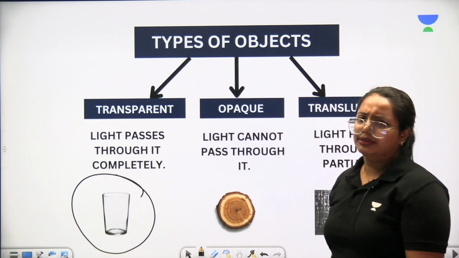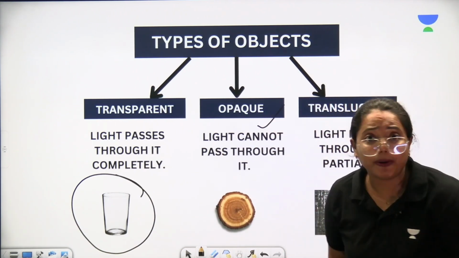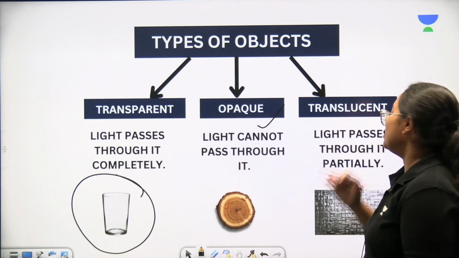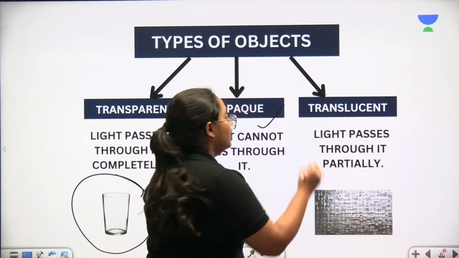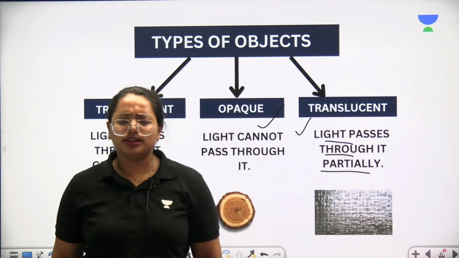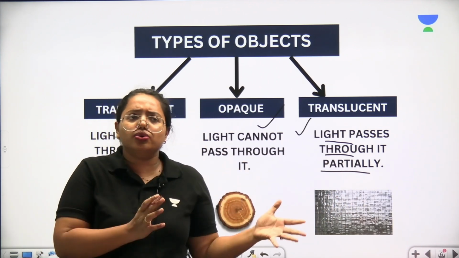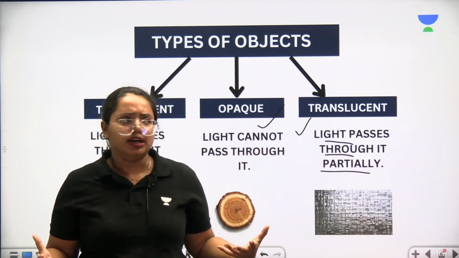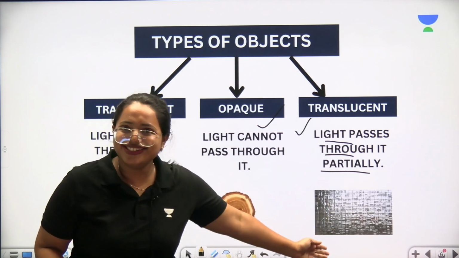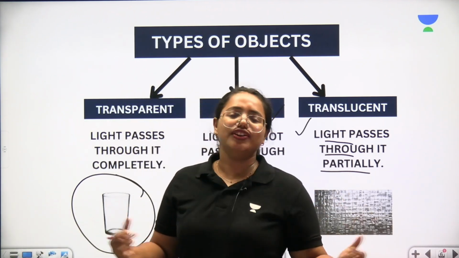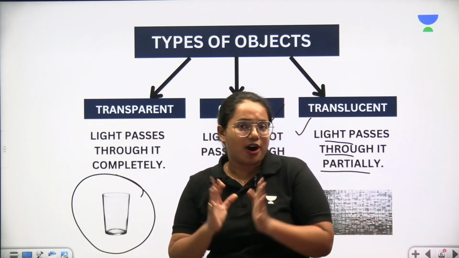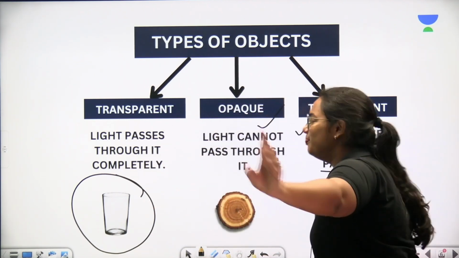What about opaque? The light cannot pass through it. Wood is a perfect example for it. What about translucent ones? The light passes through it partially. So what is the example for it? Frosted glass, butter paper, all of these are considered as various examples for translucent ones. I hope you're clear. Shall we move on to the next one?